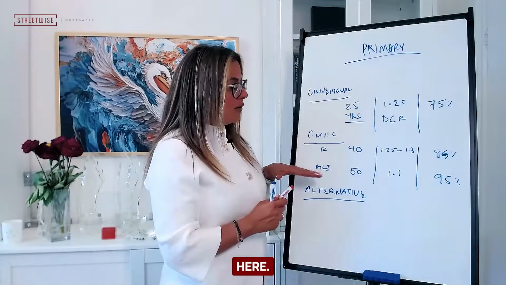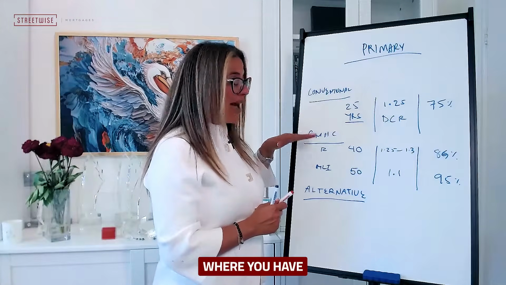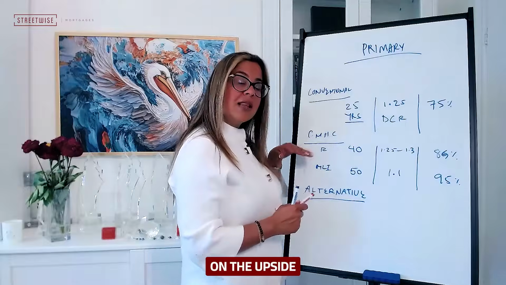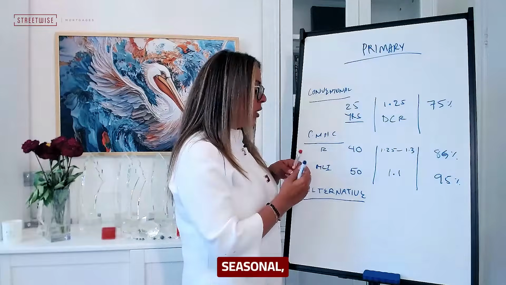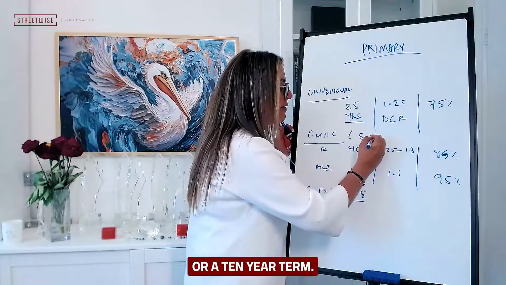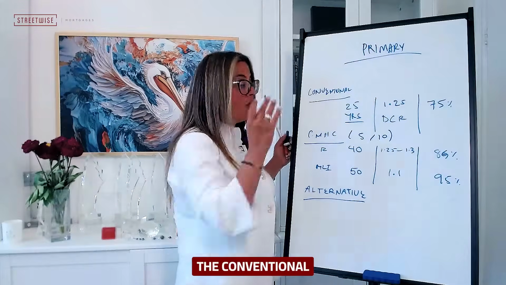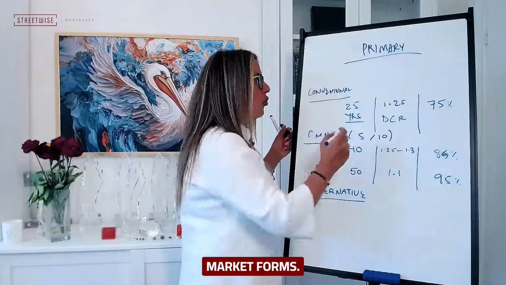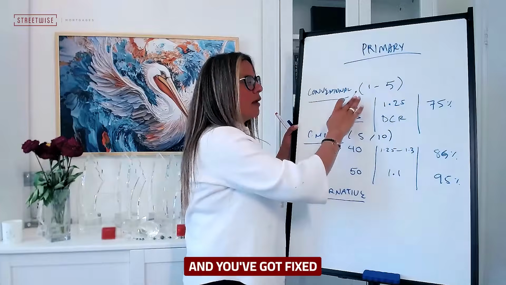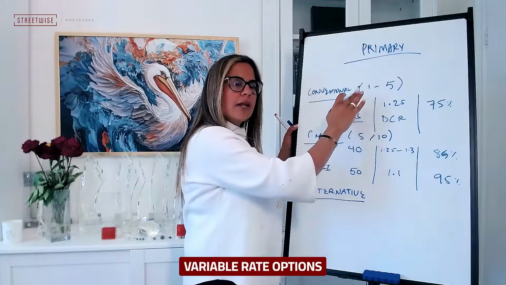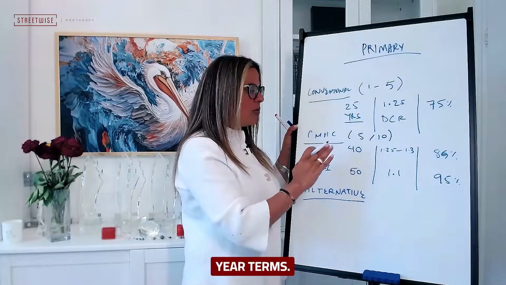So great options here. I would go here if you've got a building where you have maximized on the upside that the building can offer, and you're ready to lock into a long-term CMHC loan of a 5 or a 10-year term. These are the only terms offered. Where over here with the conventional lenders, we've got more options when it comes to mortgage terms. They can offer you anywhere from 1 to 5 years, and you've got fixed rate options, you've got variable rate options, where here with CMHC, you've got fixed rates at 5 and 10-year terms.